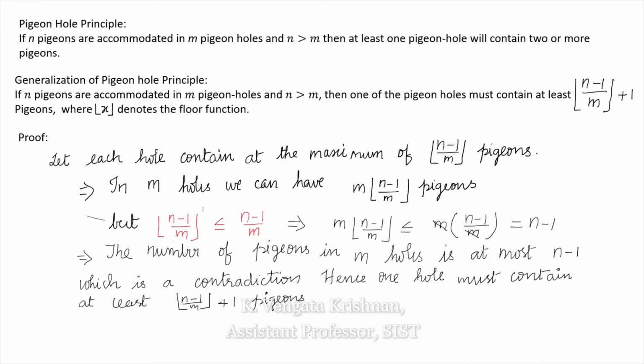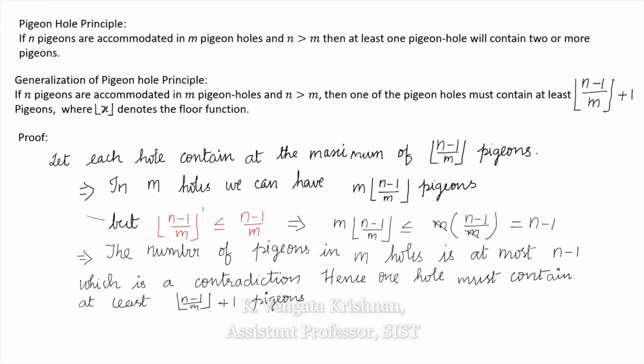Let me explain what the floor function means. The floor function of x is the greatest integer less than or equal to x. That is, the floor function of 1.5 is 1. The floor function of 1.9 is also 1. Now let's try to prove this principle.